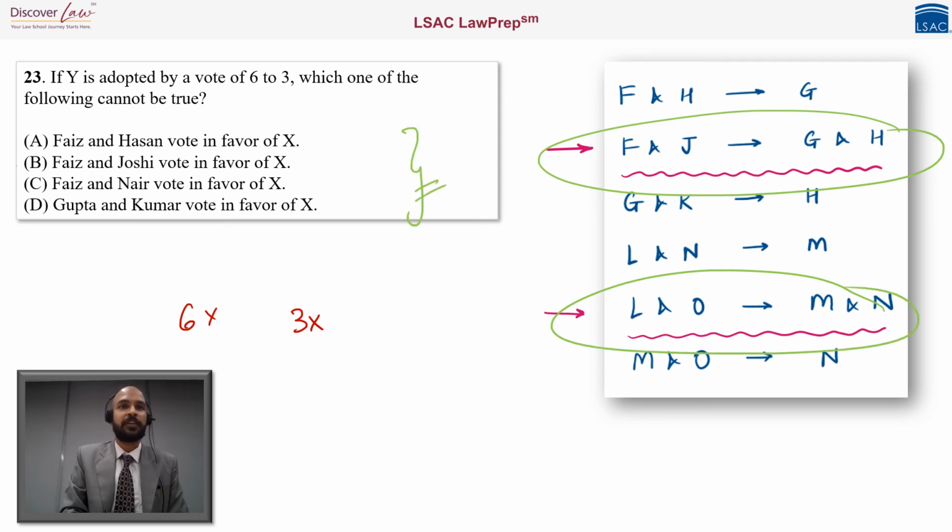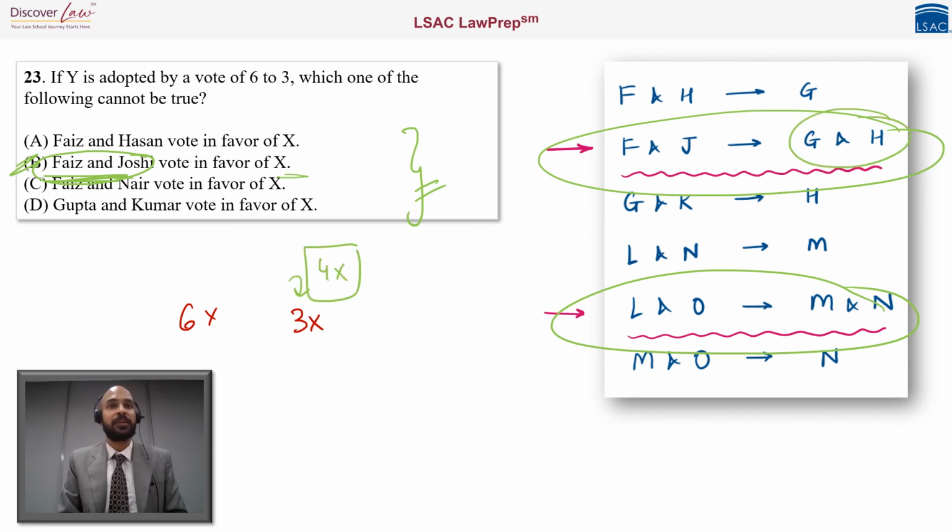You can see option B. It says F and J vote in favor of X. Because if F and J vote in favor of X, then you have G and H. That means you become 4 X. Okay, so B is the answer.